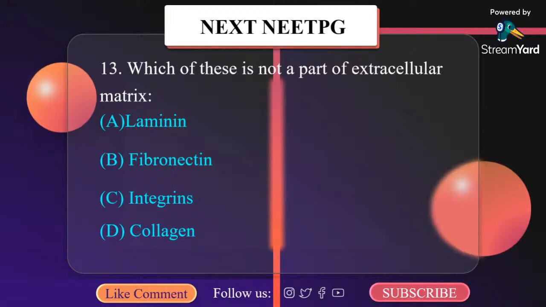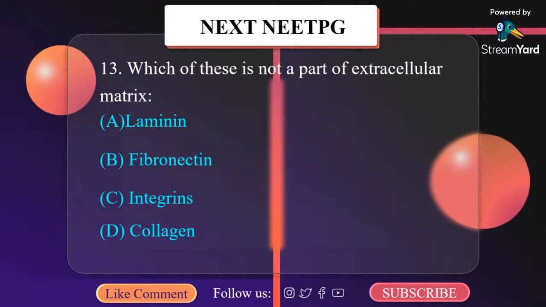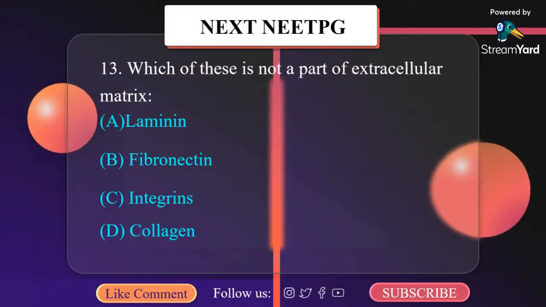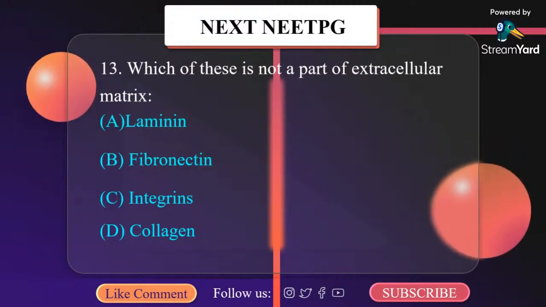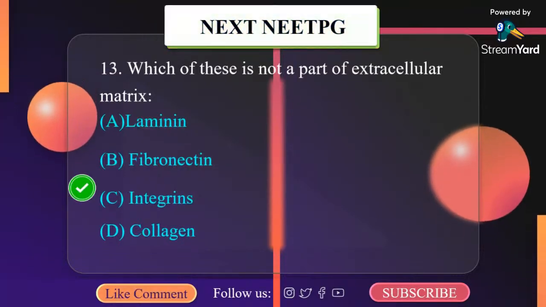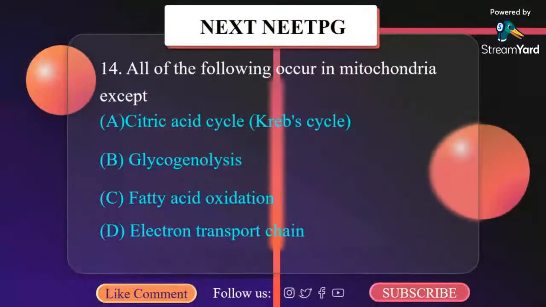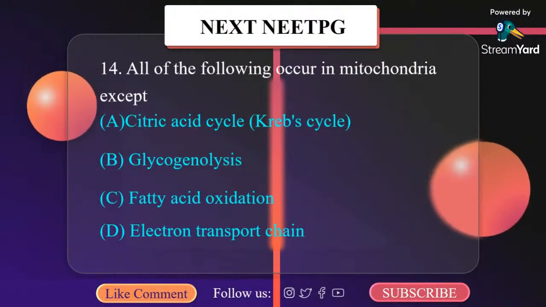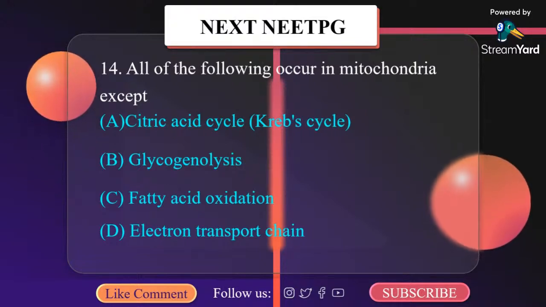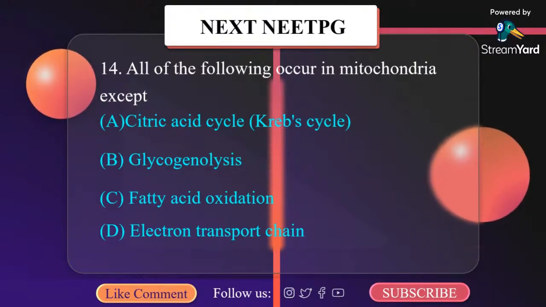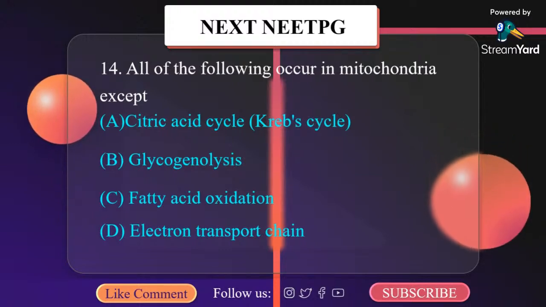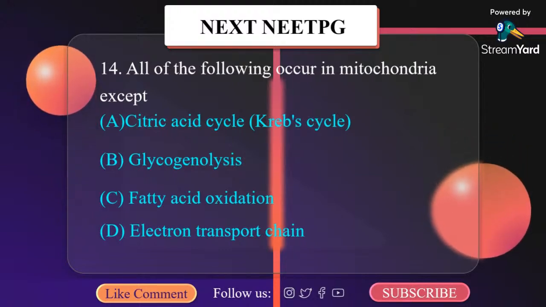Which of these is not a part of extracellular matrix? Integrins are not a part of extracellular matrix. So correct answer is C. All of the following occur in mitochondria: A. Citric acid cycle, Krebs cycle, B. Glycogenolysis, C. Fatty acid oxidation, D. Electron transport chain, except glycogenolysis. Glycogenolysis does not occur in mitochondria.